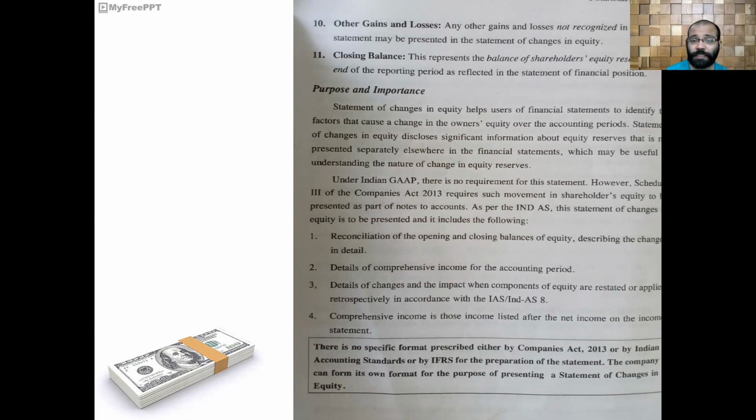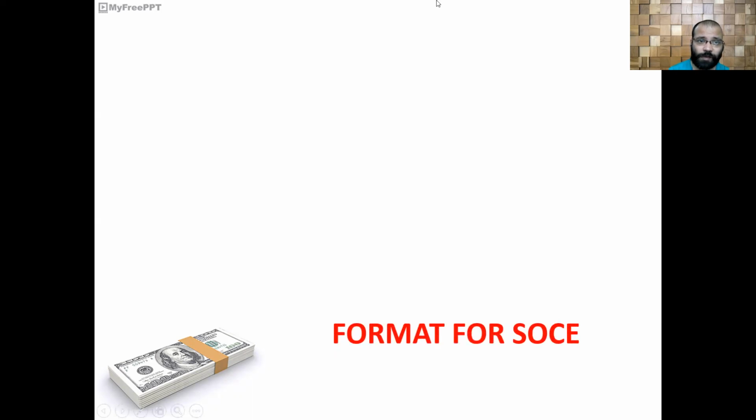The second one is details of comprehensive income for the accounting period, then details of the changes and the impact when the components of equity are restated or applied retrospectively according to the Indian accounting standard 8. And finally, comprehensive income is those income items listed after the net income in the income statement. Here you have to remember there is no specific format as prescribed by IFRS, International Financial Reporting Standards. But for Indian accounting standards, we follow one particular format. Let us see what it is. The format for SOCE I'm going to show you now.